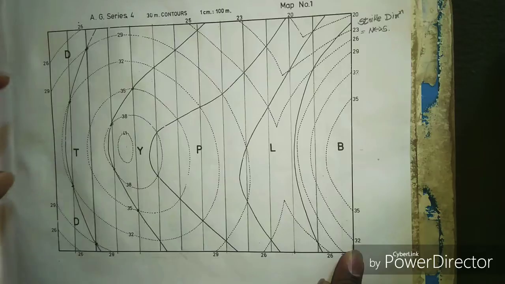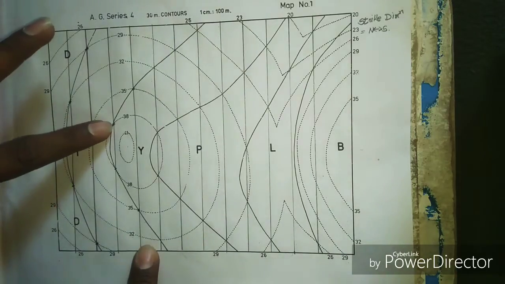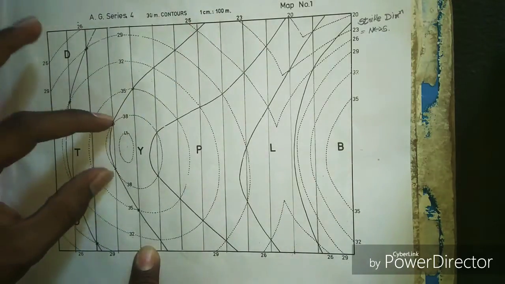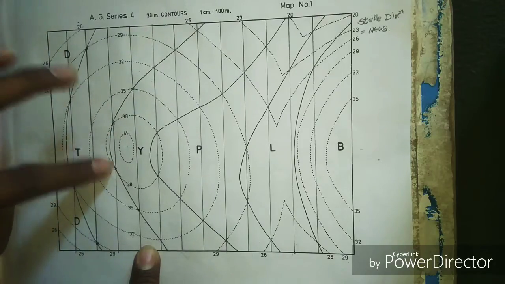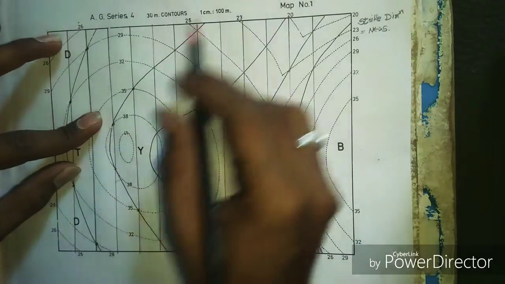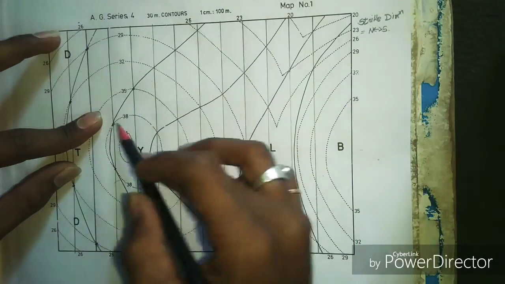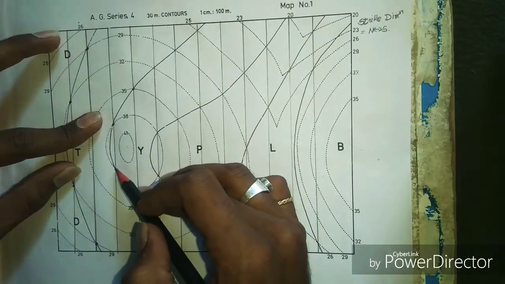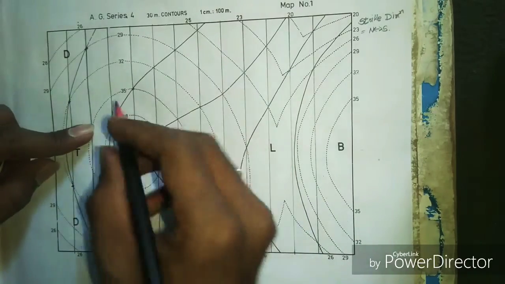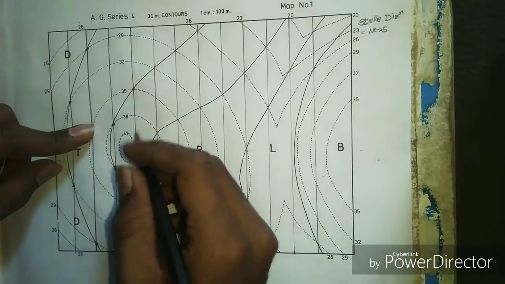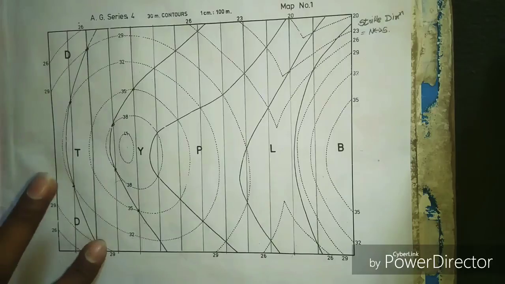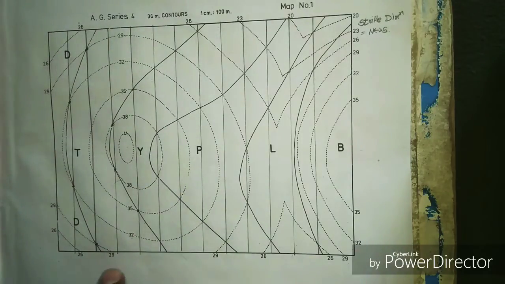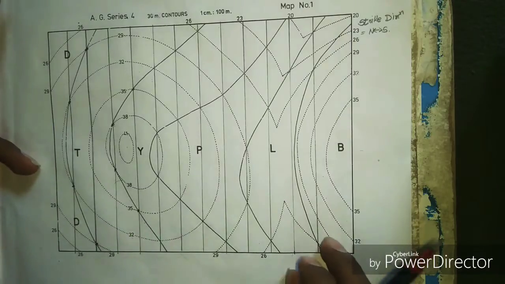In this way you have to draw all the strike lines carefully by joining the points of intersection between the same bedding plane and the same contour line. When on the same junction the same contour line intersects two times, then you have to join those two points of intersection and draw a line between them, and you will get the strike line. Okay, this is about how to draw the strike lines on the base map.